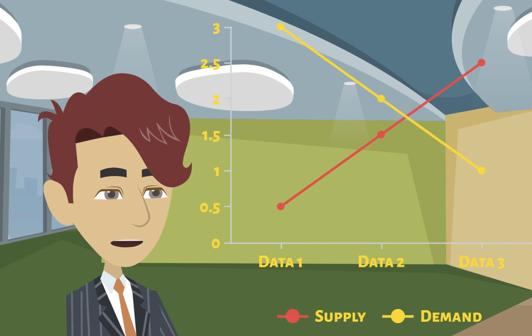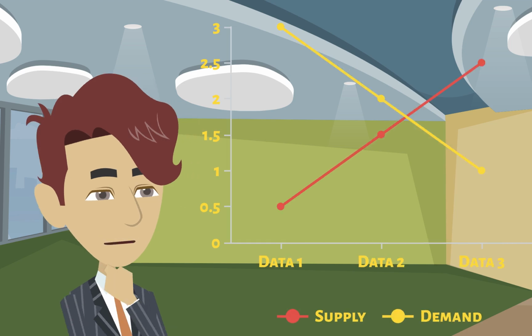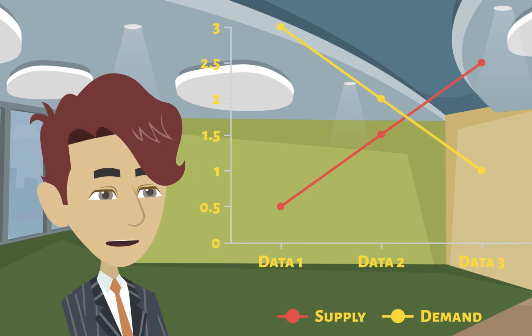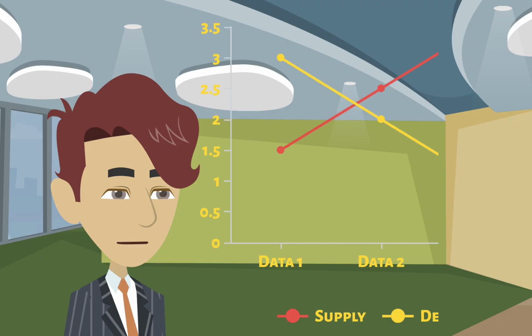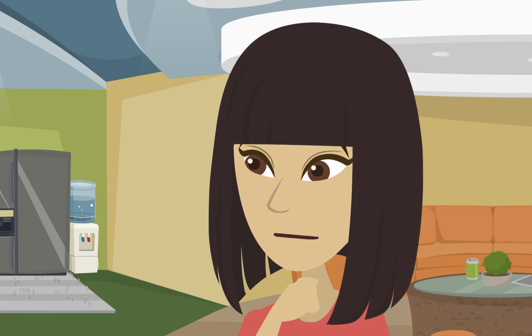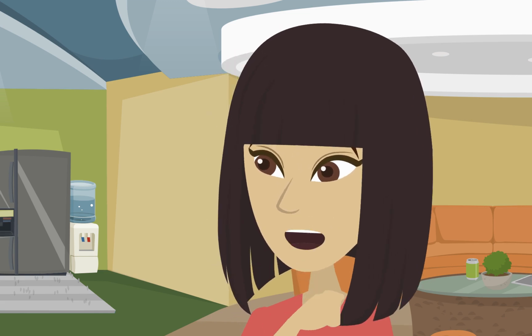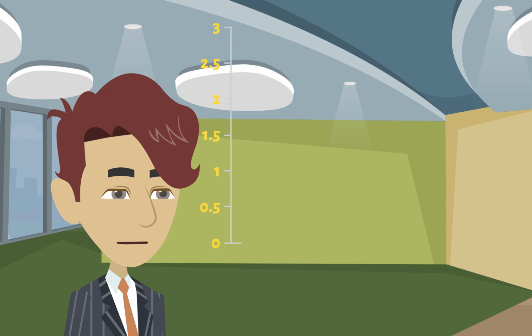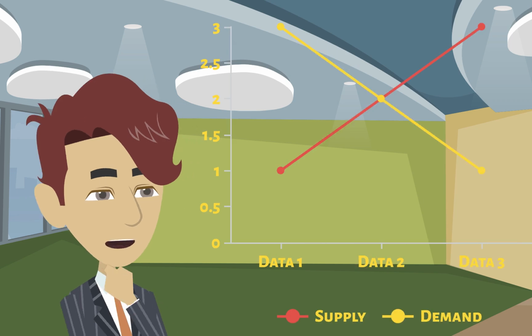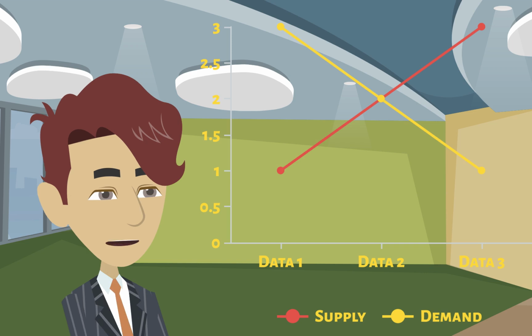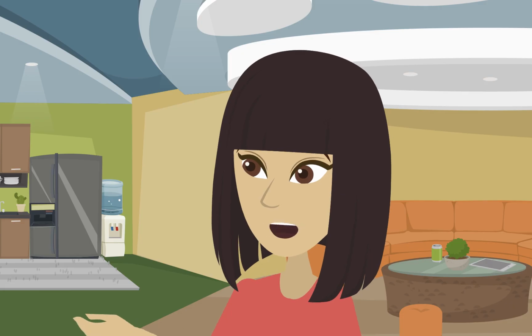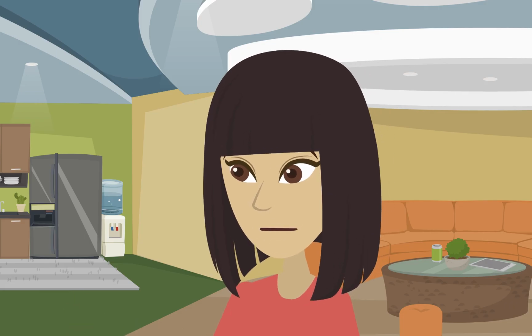Next, we decide if the curve shifts to the right or the left. A right shift means an increase, while a left shift indicates a decrease. That makes sense. And the last step? Finally, we use a supply and demand diagram to see how the shift affects the equilibrium price and quantity. Can you give me an example of a change in demand?